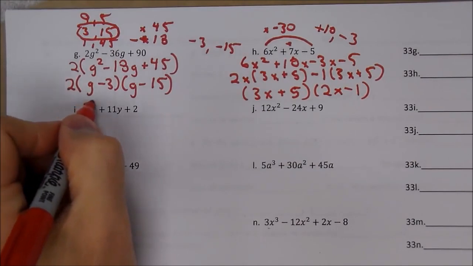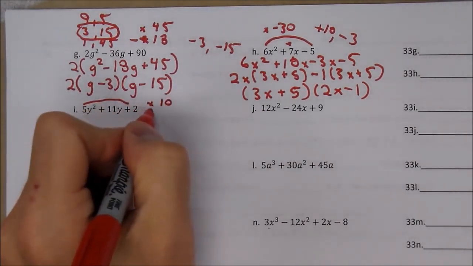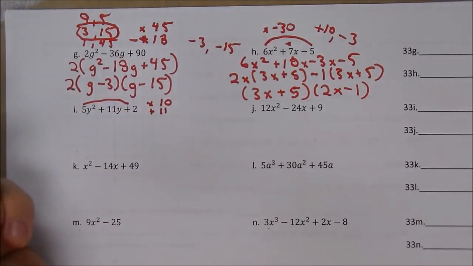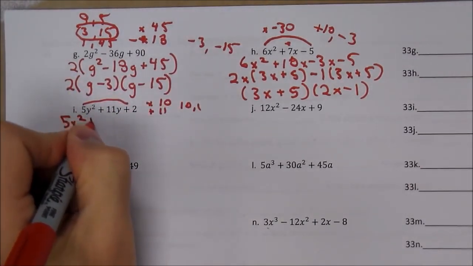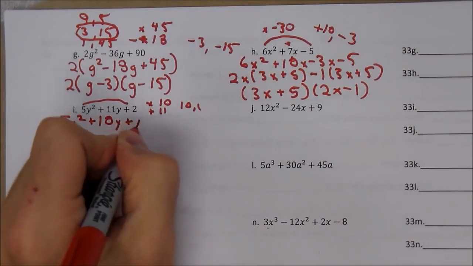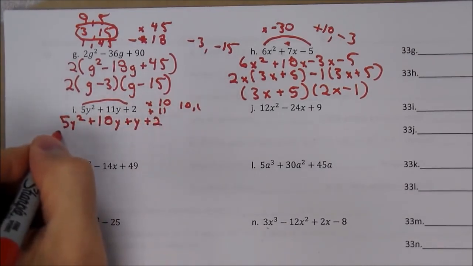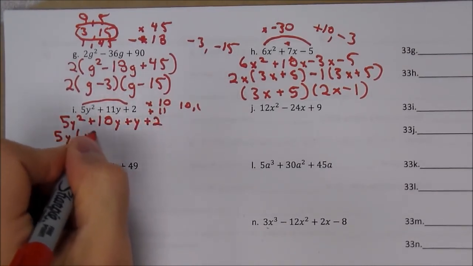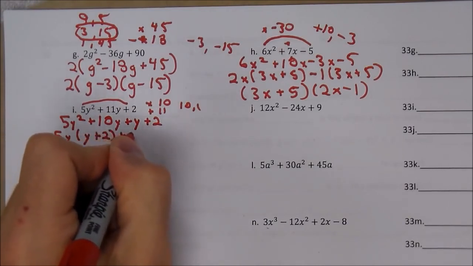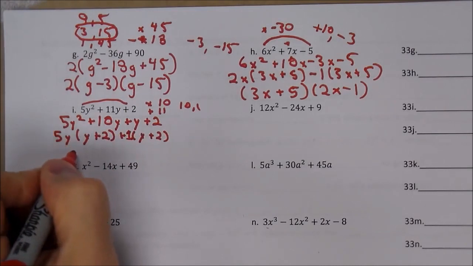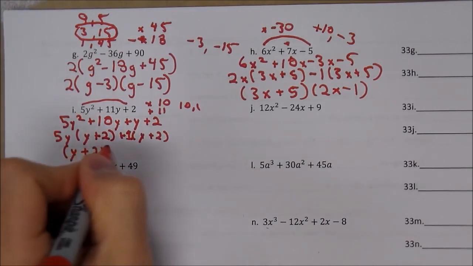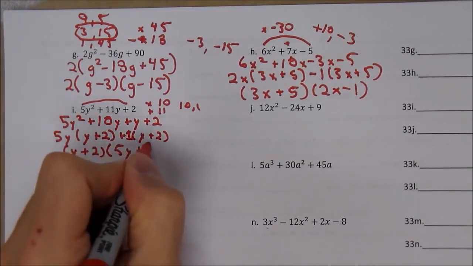Now for i, I'm looking to multiply to 10, and it adds to 11. Well, 10 and 1 would fit that. So we're going to go 5y squared plus 10y plus y plus 2. I can factor out a 5y for the first one. I get y plus 2. Can't factor anything out of the second one, so it's actually just like factoring a 1 out. So my factors are y plus 2 and 5y plus 1.